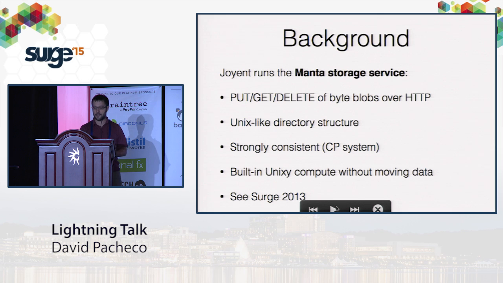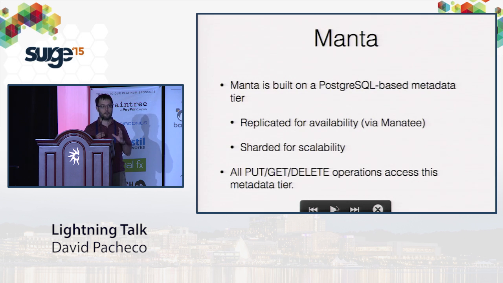So this is about the Manta storage service. This is an object store that we run. It's put, get, delete of byte blobs over HTTP with a Unix-like directory structure. Mark Cavage and I gave a talk about this at Surge 2013. It's a strongly consistent system, built heavily on a Postgres-based metadata tier. We have a bunch of shards for scalability, and each of the shards has multiple Postgres databases for availability. Basically everything in the system, both all the data path operations and the compute jobs that you can run, all access this metadata tier.